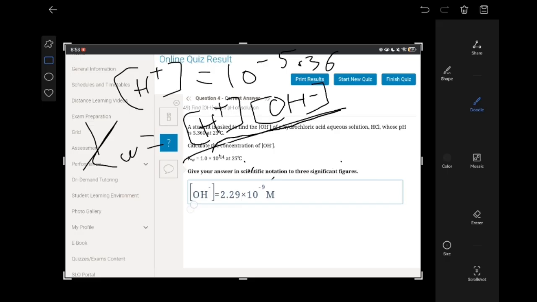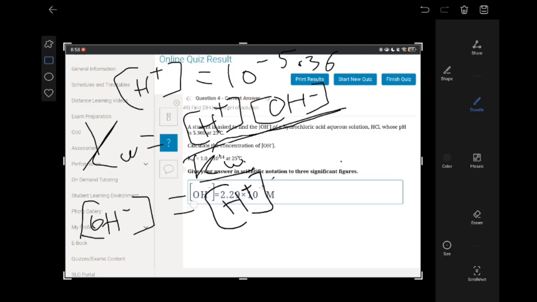So H plus and OH minus, this is the formula for it. That means OH minus equals Kw over H plus. Kw is given, and you should also memorize it. It's 10 to the negative 14. So OH minus equals 10 to the negative 14 over 10 to the negative 5.36, and then you get your answer.